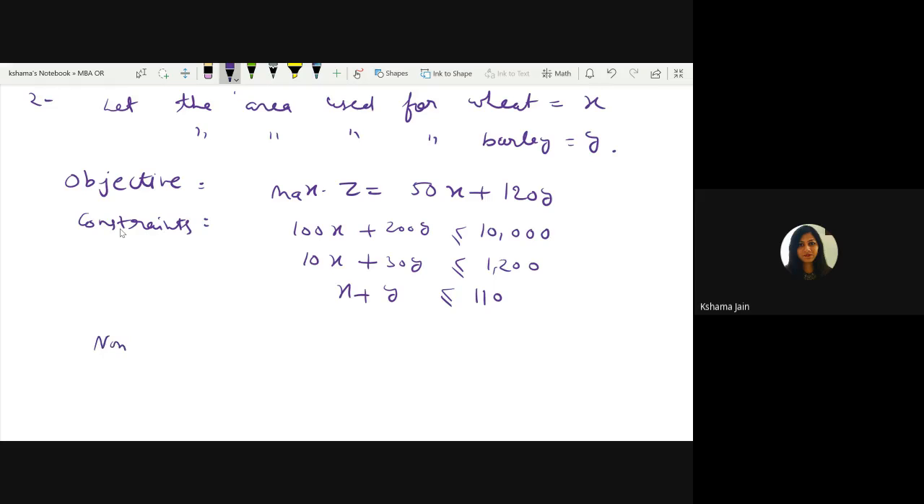And ultimately, non-negativity. Can area be negative? Is it possible? No. This is your second problem solution. So you see, very easy, isn't it? Yes, ma'am. Note down, and if any kind of doubt is there, please ask.